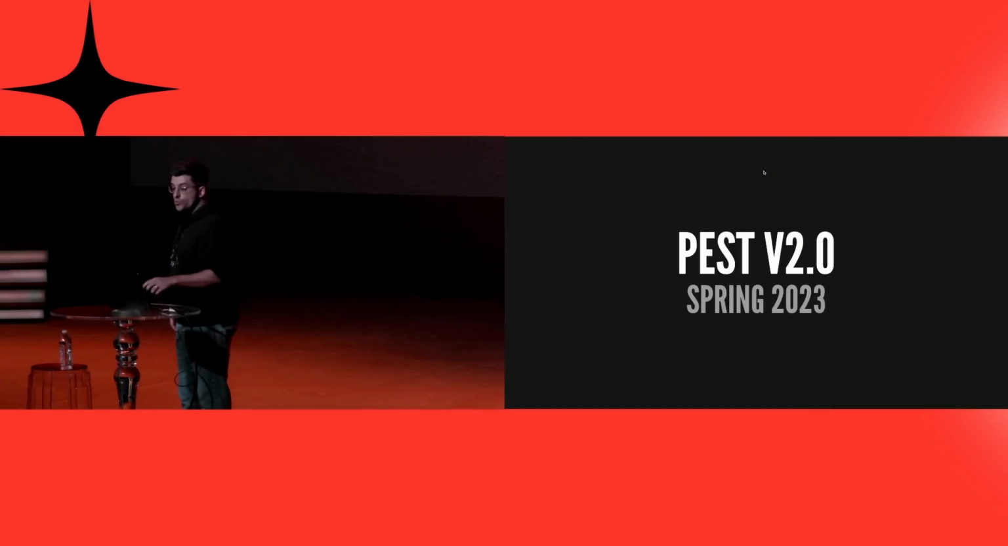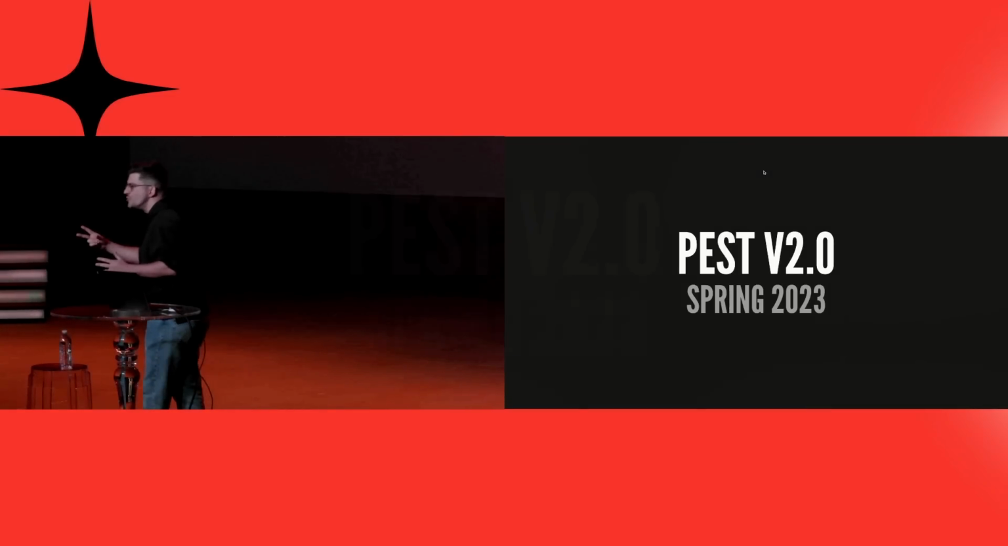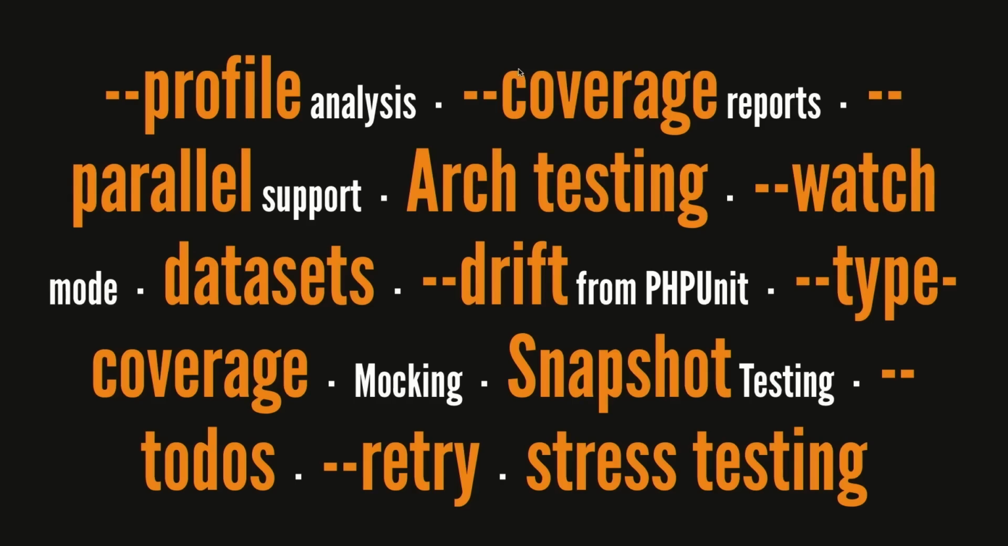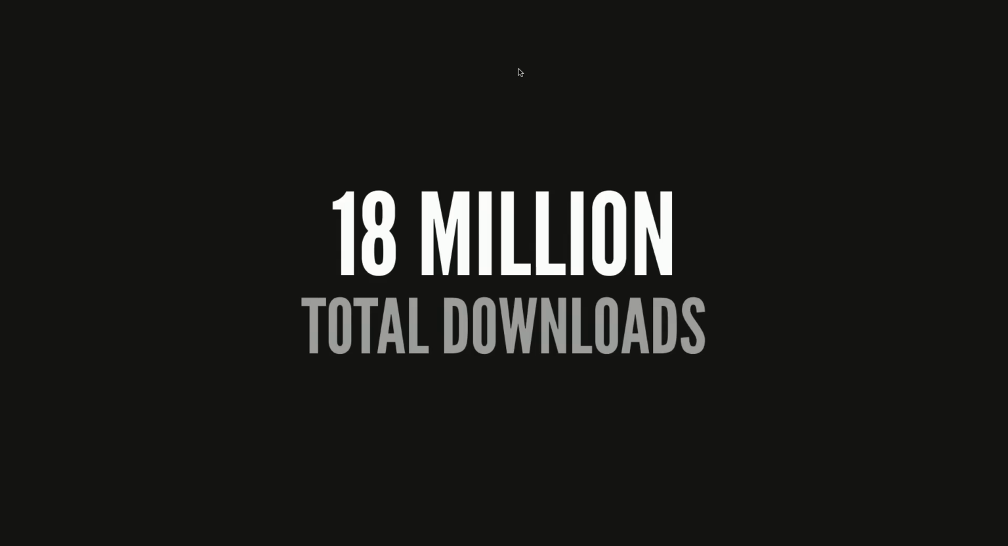Two years after, we released Pest v2, and this was by far the most successful release we have done on Pest, introducing features such as profile analysis, code coverage reports, architectural testing, watch mode, type coverage, snapshot testing, stress testing, and more. Now, this release also reached 80 million total downloads.